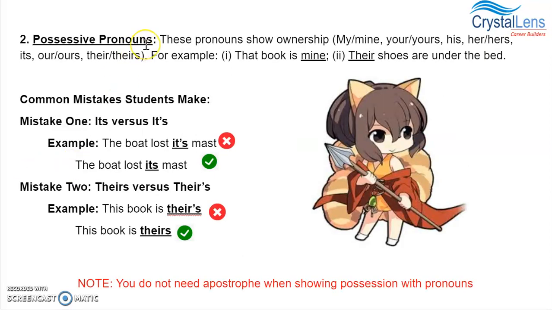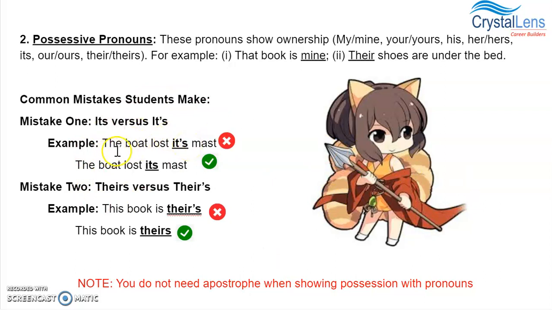Next is possessive pronouns. Possessive pronouns show ownership, like mine, yours, hers, etc. The very common mistake that students make is using an apostrophe when showing possession with pronouns. Because we use an apostrophe when showing possession with nouns, like the book is Shola's, the book is Sarah's, we use apostrophe S. But when you're using them with pronouns, please do not use an apostrophe.